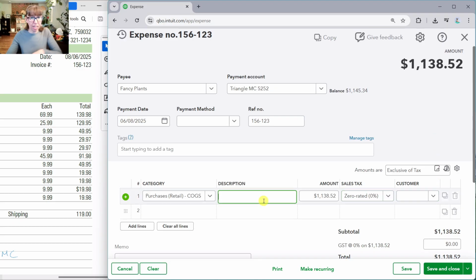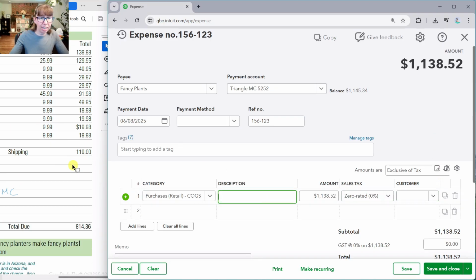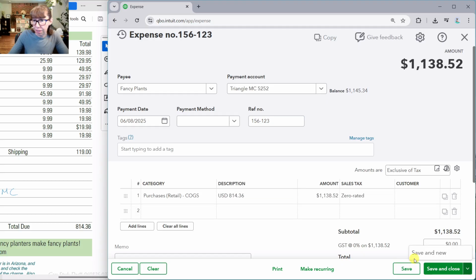And another thing that I sometimes like to do is put in the USD amount right in here. So if I say USD 81436, this means that if I only have the paperwork and I want to look up just the value, the search will find 81436. That's not necessarily something you need to do. That's just a Naomi thing. So we're going to go ahead and go save and new.